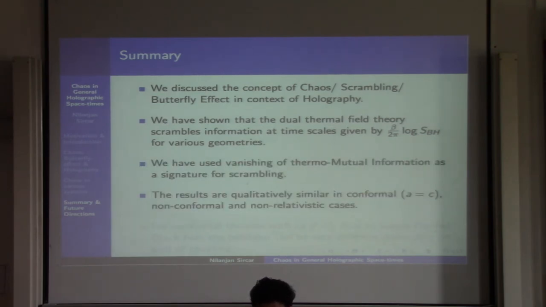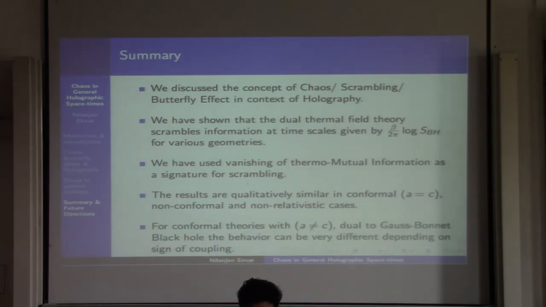This holds for various kinds of holographic systems. The results are qualitatively similar in conformal, non-conformal, and non-relativistic cases. For a conformal theory with A not equal to C, there is a dual Gauss-Bonnet black hole. The behavior we saw can be very different depending on the sign of the coupling.